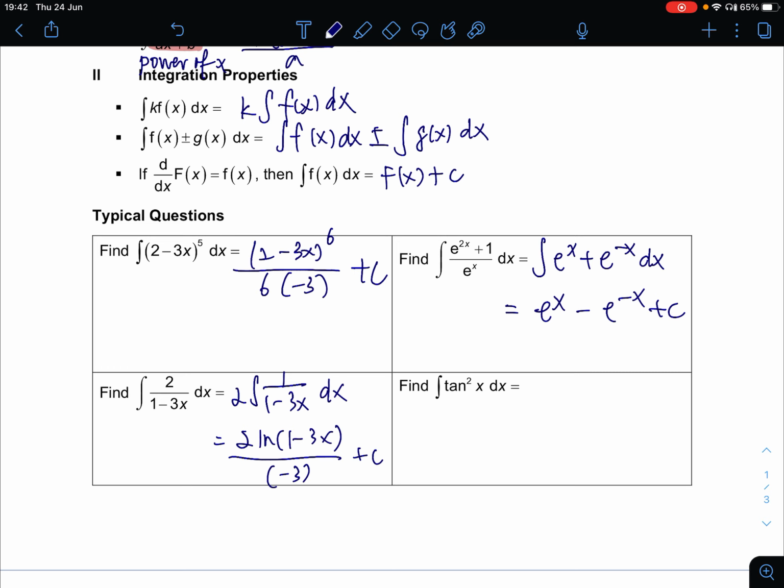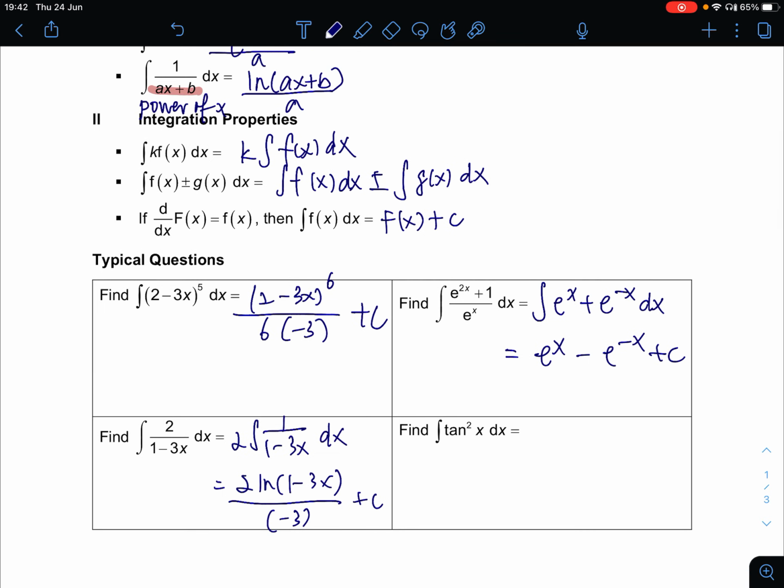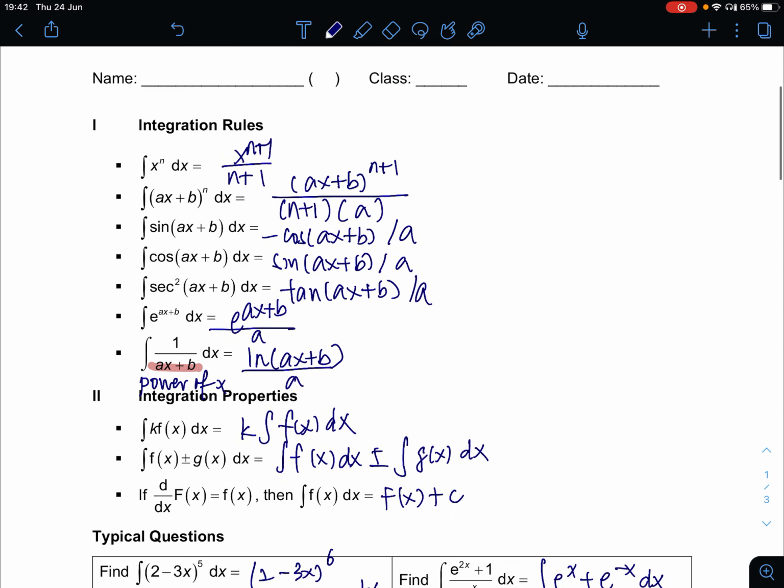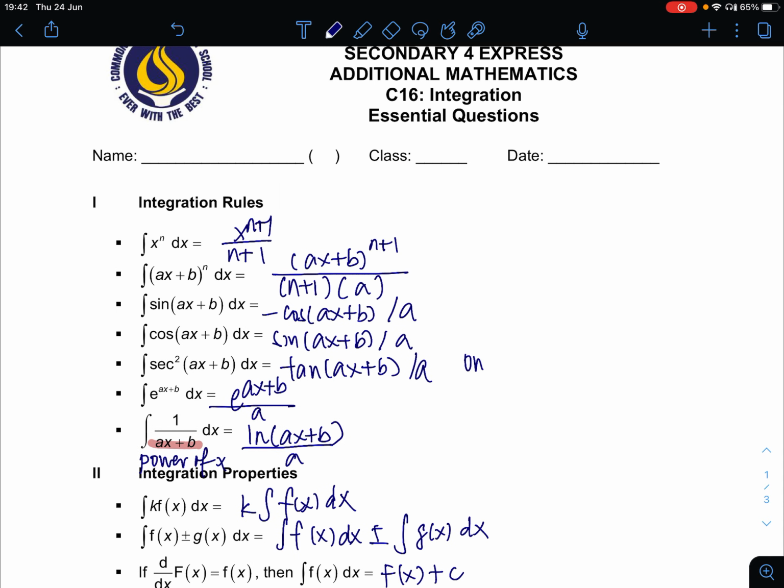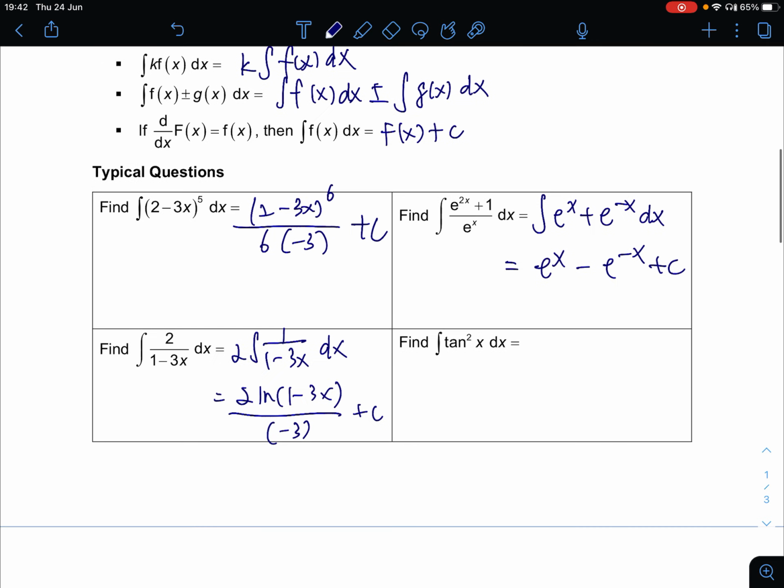Okay, integrate tangent squared. The only square you can integrate is secant squared. So let's look at here. The only trigo square that you can integrate is secant squared. If you got anything else, refer to formula list and change it to something that you can integrate. So for example, tangent squared, we will change it to tangent squared plus 1 equals to secant squared, correct? So it will be integrate secant squared x minus 1 dx. So you get tangent x minus x plus c.